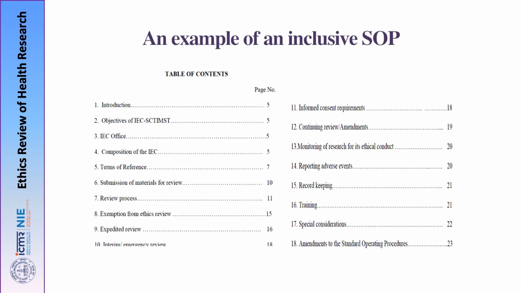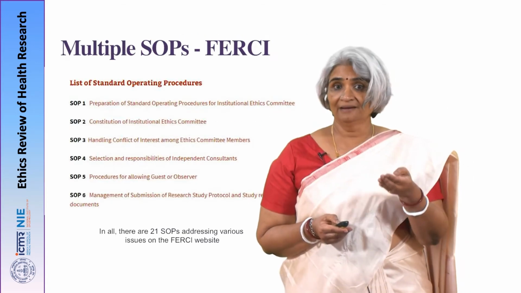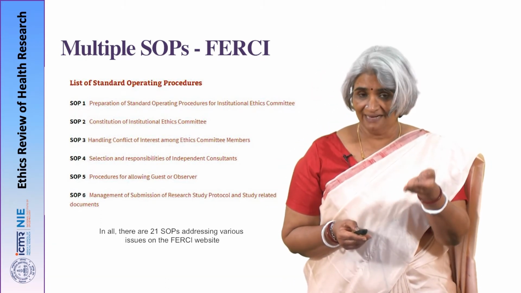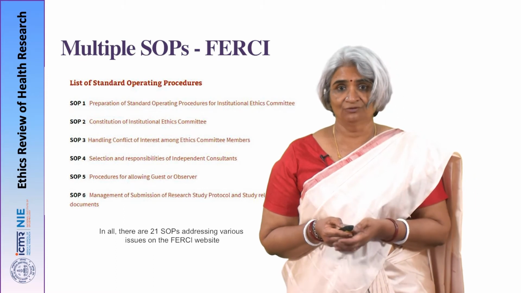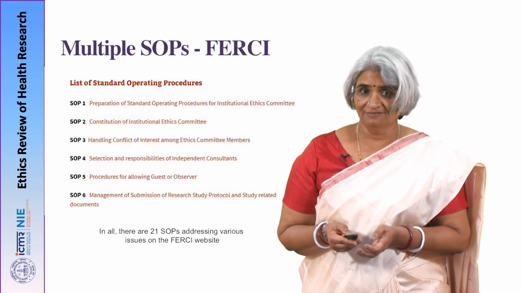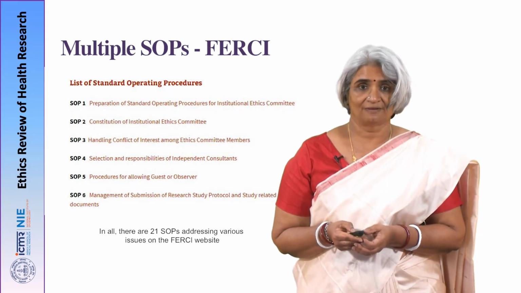An inclusive standard operating procedure may contain all the things that the ethics committee is going to do, but the disadvantage of such an SOP is that it is unwieldy and can be pretty huge in terms of number of pages. Here is one which goes on to almost 23 to 24 pages. Or there can be, as the FERC has, multiple standard operating procedures. In all, at the present moment, sometime in 2017, there were 21 standard operating procedures on the FERC website which address various issues.